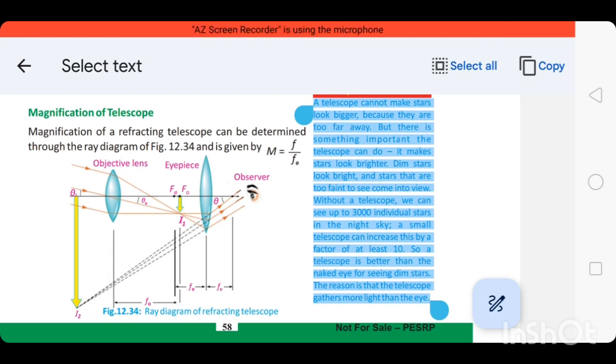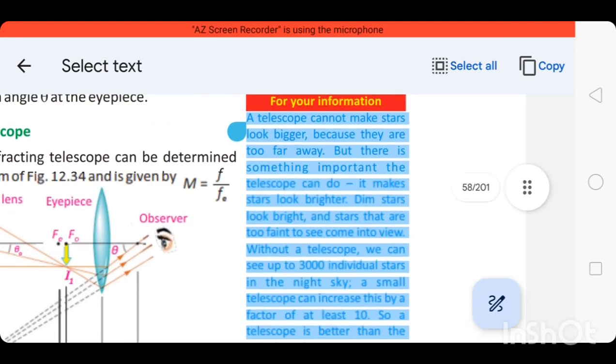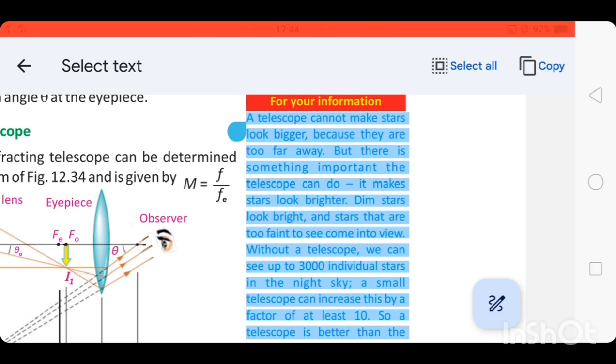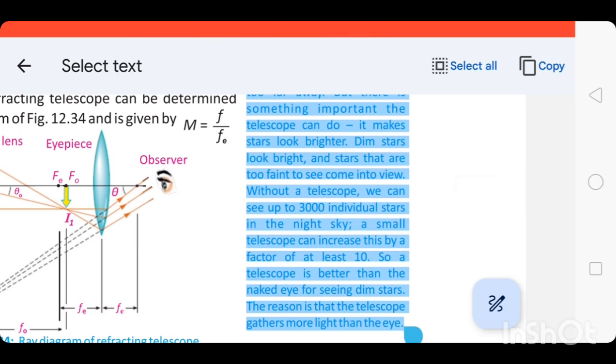A telescope cannot make stars look bigger because they are too far away, but there is something important that telescope can do. It makes stars look brighter, dim stars look bright, and stars that are too faint to see come into view. Without a telescope, we can see up to 3,000 individual stars in the sky. A small telescope can increase this by a factor of at least 10. So, a telescope is better than the naked eye for seeing dim stars. The reason is that the telescope gathers more light than the eye.